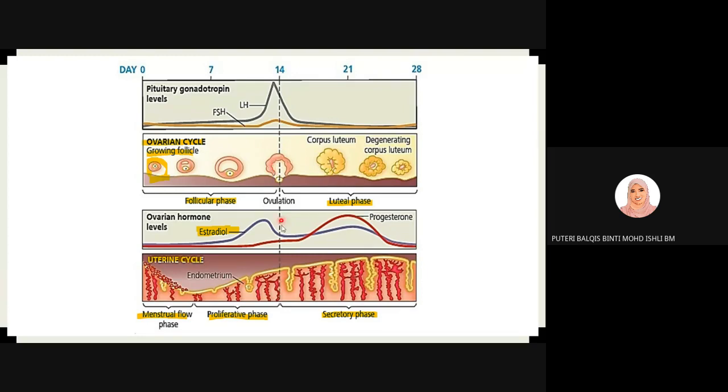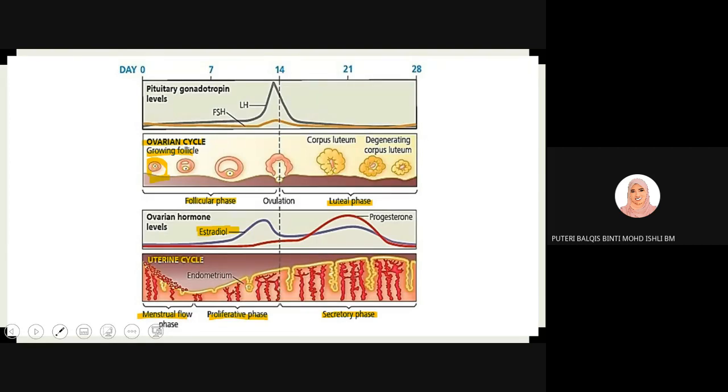Bila dia ovulate, release of secondary oocyte, the remaining follicle will turn into corpus luteum. Corpus luteum will secrete estrogen and progesterone. Estrogen will stimulate the thickening of endometrium. Progesterone maintains the endometrium. High level of estrogen and progesterone cause negative feedback to FSH and LH. LH rendah, corpus luteum will degenerate, progesterone rendah. Progesterone rendah, balik kepada menstrual flow phase.